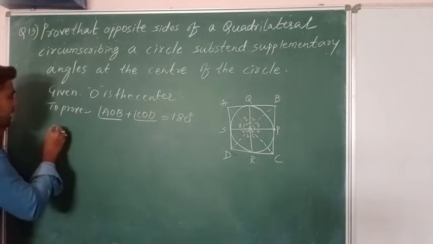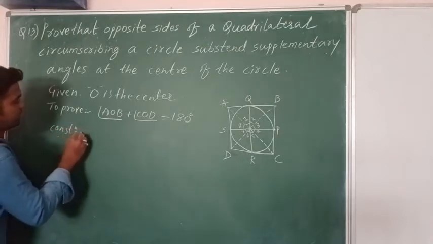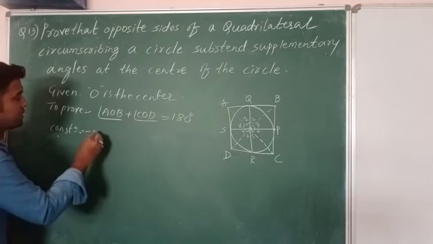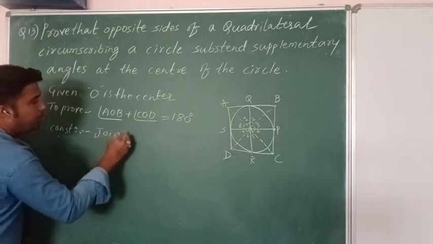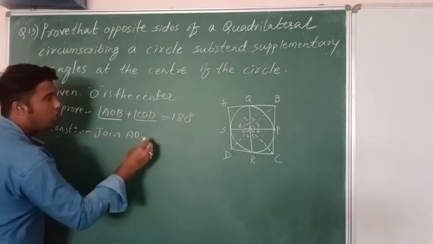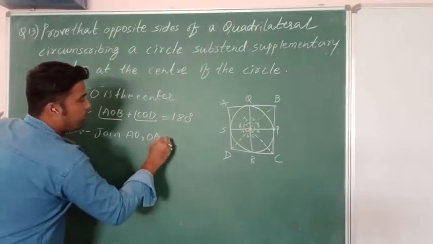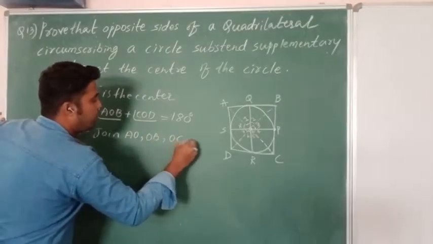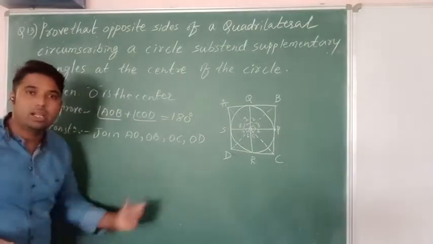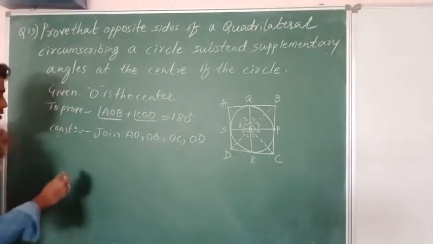Now construction I can write here. See what are the constructions which we have made: join AO, OB, OC, OD. These are the constructions. Let us make the proof.